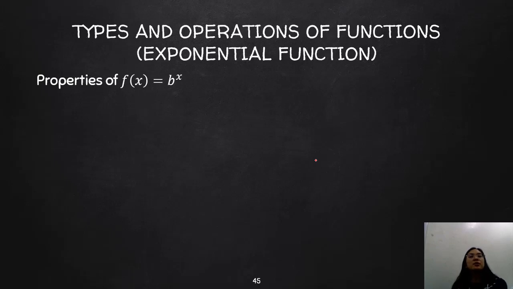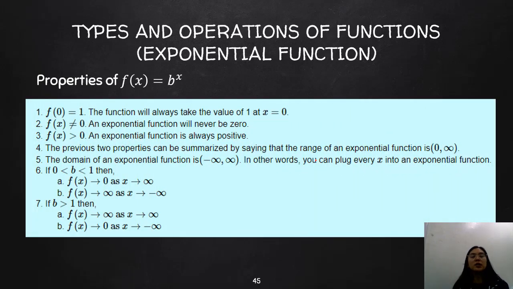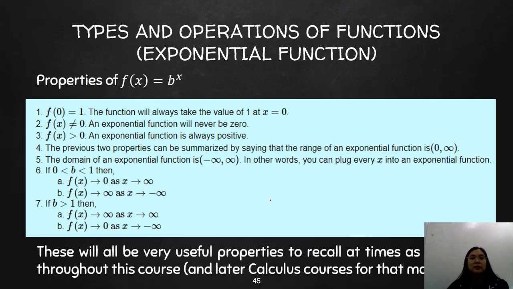So, we go to the properties of your exponential function. So, ito lang some of the properties of your exponential function. Again, f of 0 is always equal to 0. F of x will never be equal to 0. F of x is greater than 0, meaning your exponential function is always positive. So, ito, we will try to deal with them later on. So this will all be very useful to recall at times as we move throughout this course and later for your higher calculus courses.